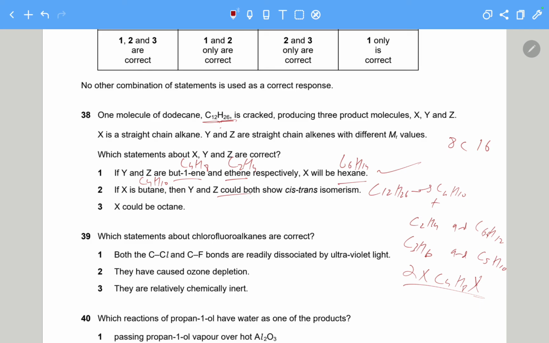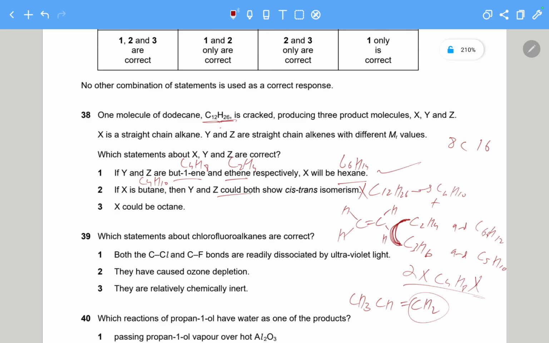And then these 2 options, both of them don't show cis-trans isomerism, because in C2H4 both carbons have identical groups attached, and C3H6 is CH3, CH, CH2. This carbon has 2 identical groups attached, so it cannot show cis-trans isomerism. So this option is wrong.